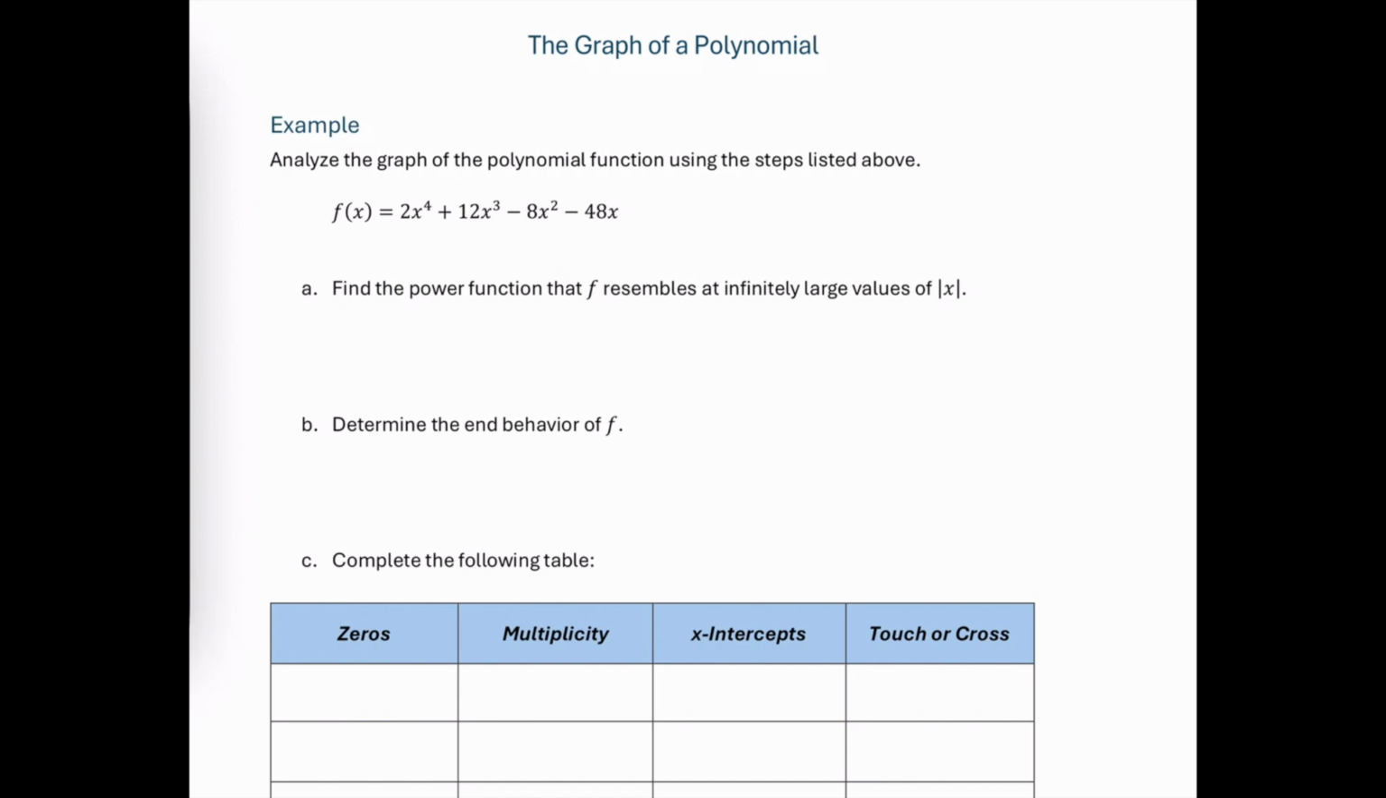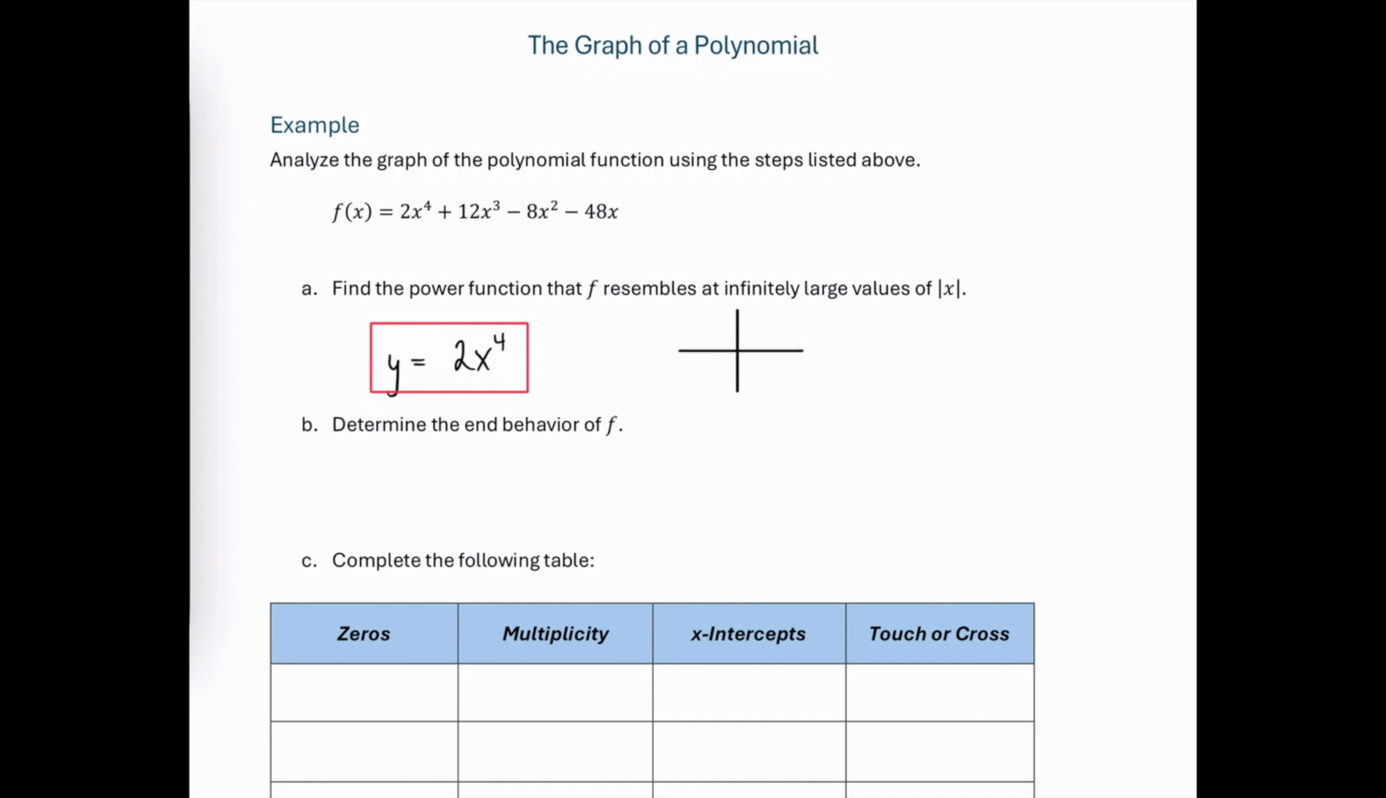Graph the polynomial function. Our function f of x is a fourth degree polynomial function, and the first thing that we're going to do is find the power function that f resembles at infinitely large values of x. And that power function is going to be simply the leading term, which in this case is 2x to the fourth power. So y is equal to 2x to the fourth is the graph that our function f will eventually start to look like out at the tails, or at large values of x.